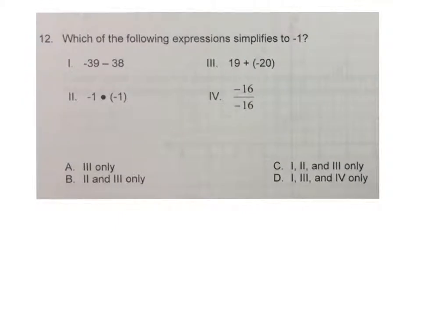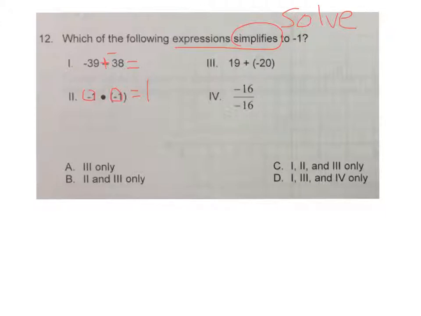Number 12, which of the following expressions simplifies to negative 1? If it says simplifies, that just means you're going to solve it. So, number 1, I have to add the opposite. Negative 39 plus negative 38 is certainly not going to be negative 1. Number 2, these are the same signs. They're both negative, so that's going to be a positive 1.